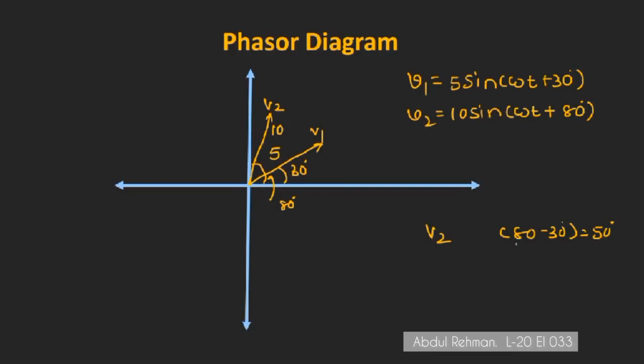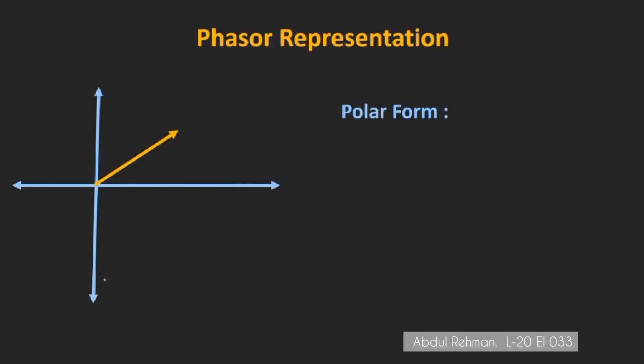Now let's see how we can represent a phasor in mathematical form. Suppose we have a phasor with an amplitude of Vm, making an angle of phi with the horizontal axis. Then in polar form we can represent it as Vm angle phi.